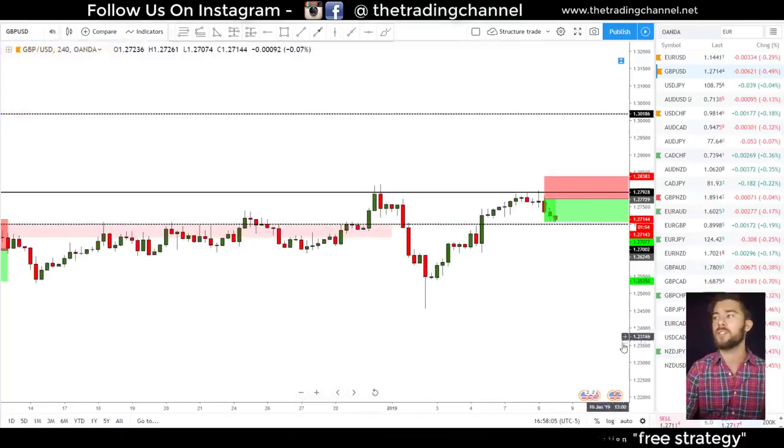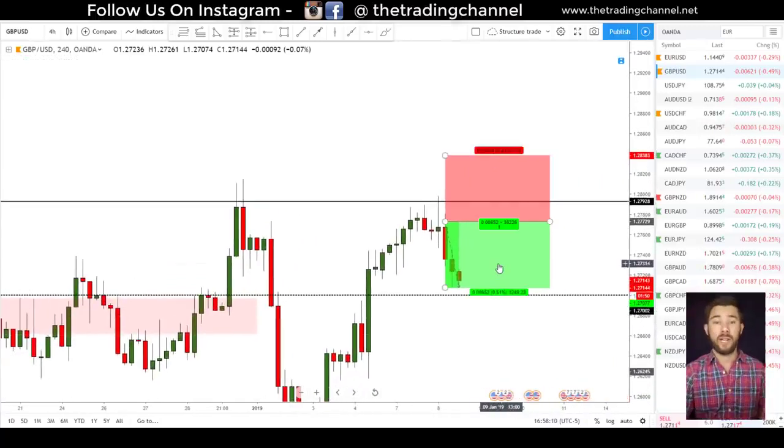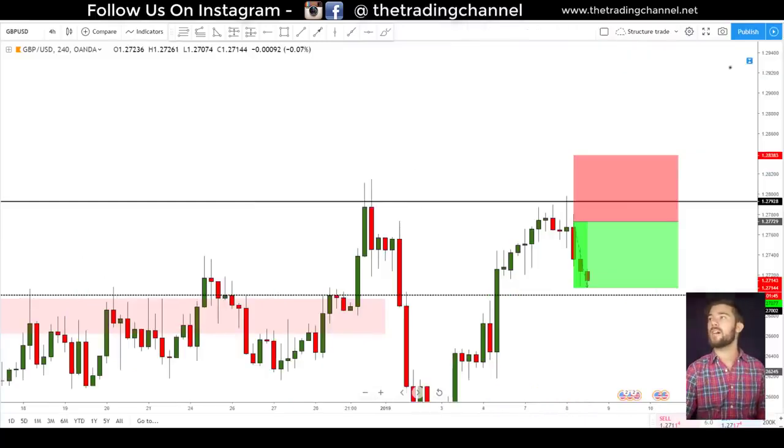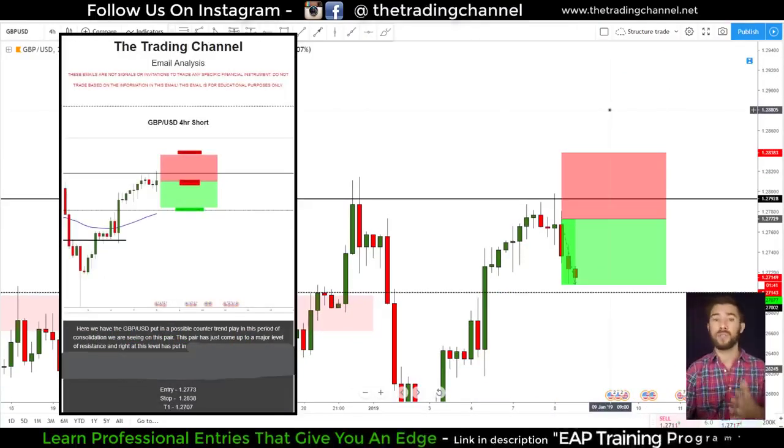We're looking at major levels of structure and trend on a daily chart. We'll do that in just a second. And here we actually had a trade based on entries that we use at the EAP training program. I'll post a screenshot of this trade alert to the left-hand side of your screen. I'm not sure which side that'll be, but you'll see it on the screen.